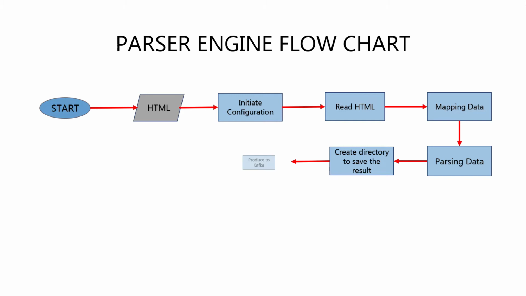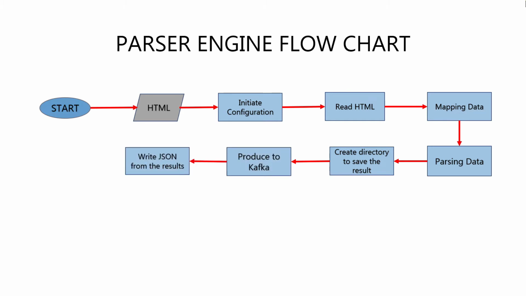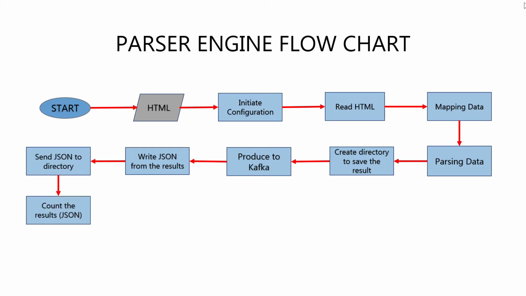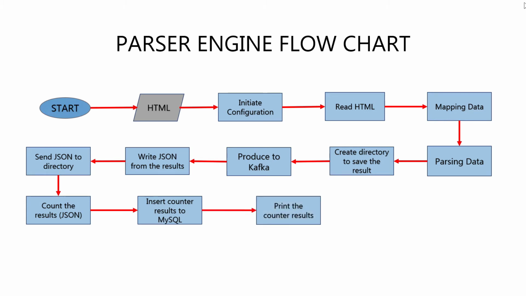Produce the result to Kafka. Write the result into JSON format. After getting the result, send it to directory. Then the result will be counted and the counter will be inserted to MySQL. Print the counter as the output on the log.